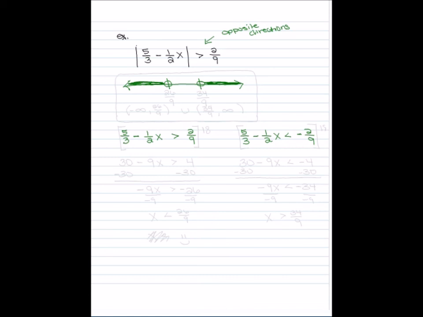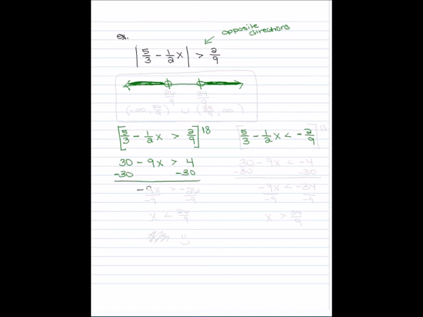So I'm going to multiply by the LCD to get rid of the fractions. The LCD in this case is going to be 18. So I multiply everything by 18. If you do 5/3 times 18 in your calculator, you're going to get 30. If you do 1/2 times 18, you get 9. If you do 2/9 times 18, you get 4. So now all of my fractions are gone and I can solve for x.